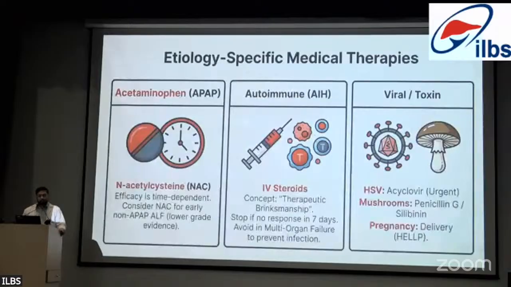There are etiology-specific therapies as well. In acetaminophen toxicity, acetylcysteine is time dependent and important. In autoimmune hepatitis, steroids have been tried, but they should not be given for more than 7 days if there is no response. In herpes HSV, acyclovir; in mushroom poisoning, penicillin G; and in pregnancy, delivery helps. So these are etiology-based medical therapies.